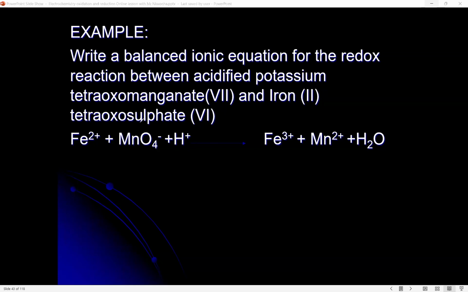See, iron goes here. So this is iron 2, this is iron 3. So automatically that solves all your problems. So you come here and say Fe2+ changes to Fe3+. And then manganese here changes to this.